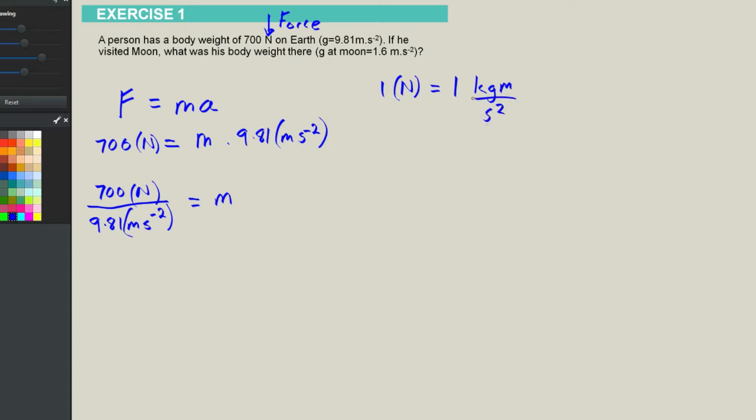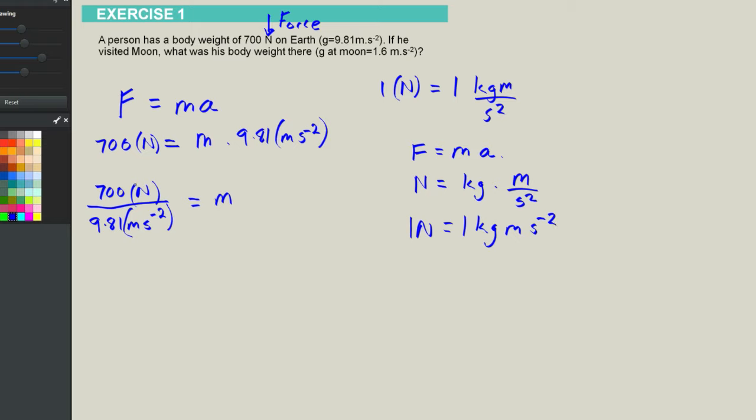And if you're not sure how to remember that, look at the formula. The force is equal to mass times acceleration, and in our SI units, our force will be in newtons, our mass will be in kilograms, and our acceleration is in meters per second squared, so 1 newton is equal to 1 kilogram meter per second squared. We can also write it like that.